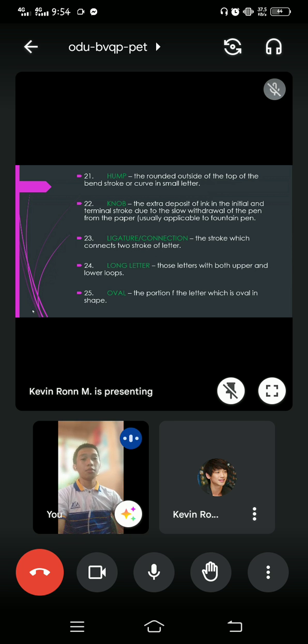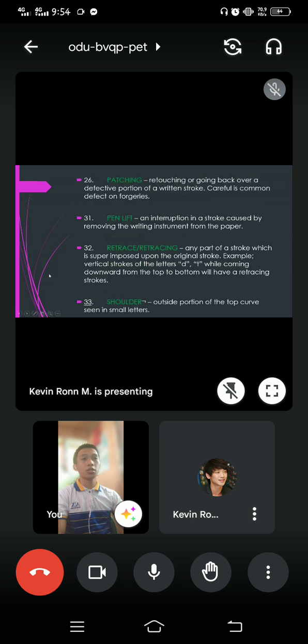Number 26, patching. So what is patching? Retouching or going back over a defective portion of a written stroke. Careful patching is a common defect in forgeries. So that is patching. And number 31 is pen lift.